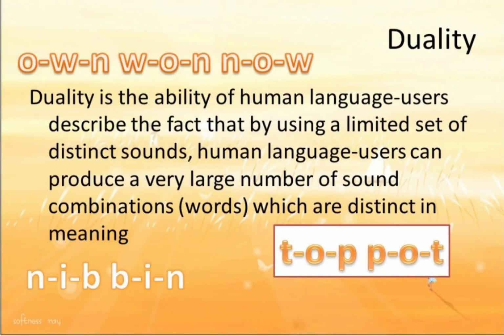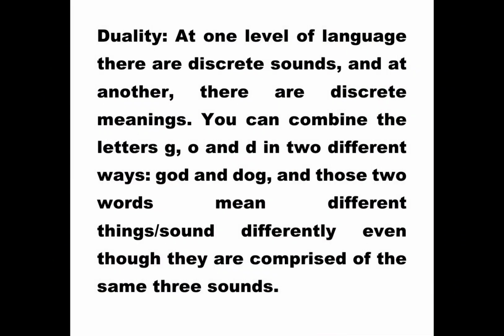The last property of language that I will be explaining is duality. When we say duality, it's the ability of human language users to describe the fact that by using a limited set of distinct sounds, human language users can produce a very large number of sound combinations or words which are distinct in meaning. Another definition of duality: at one level of language, there are discrete sounds, and at another, there are discrete meanings. You can combine the letters G, O, and D in 2 different ways: God and dog, and those 2 words mean different things, even though they are comprised of the same 3 sounds.